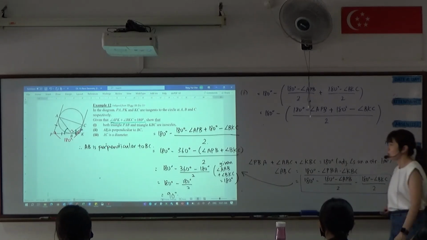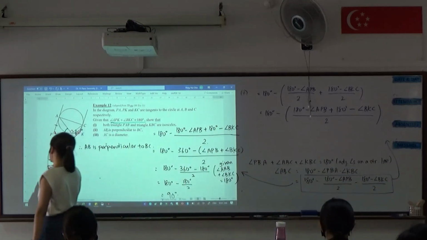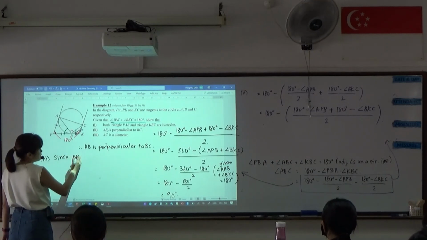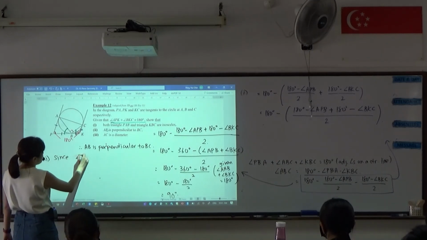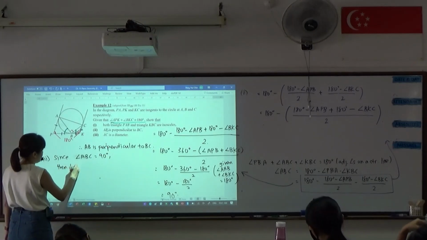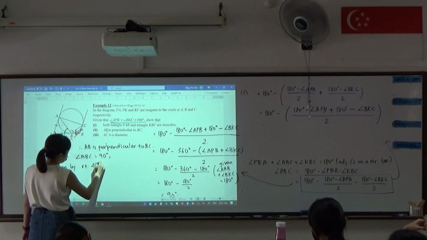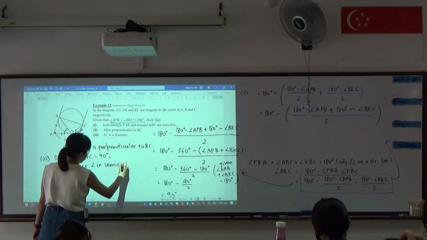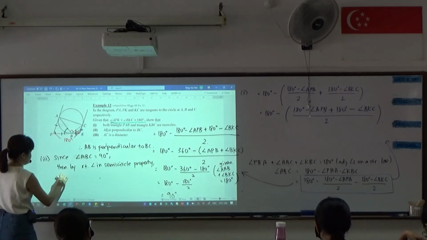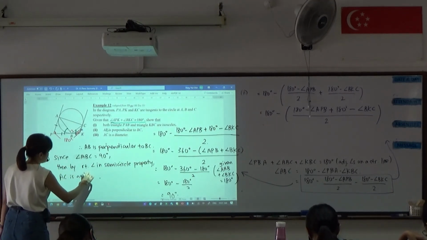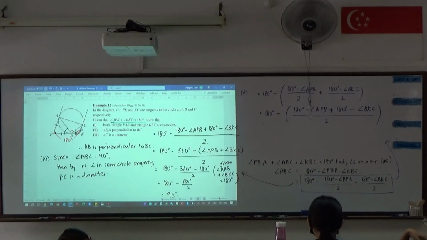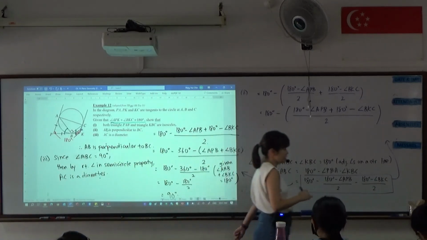And then part 3 is just a single liner. Since we already know the angle ABC is 90 degrees, then by right angle in semicircle property, AC is a 90. Okay? So the challenge of this question is really in part 2.